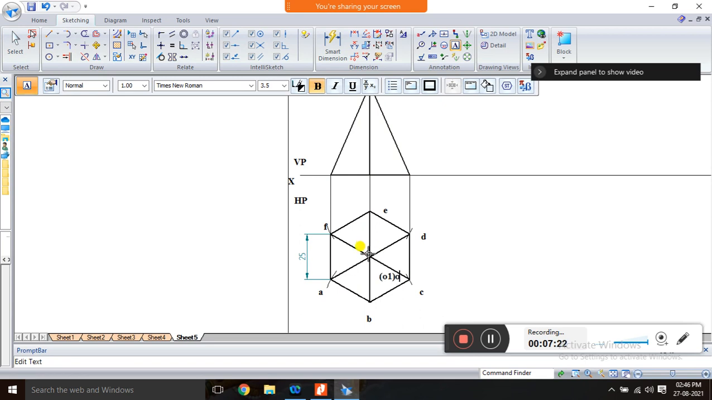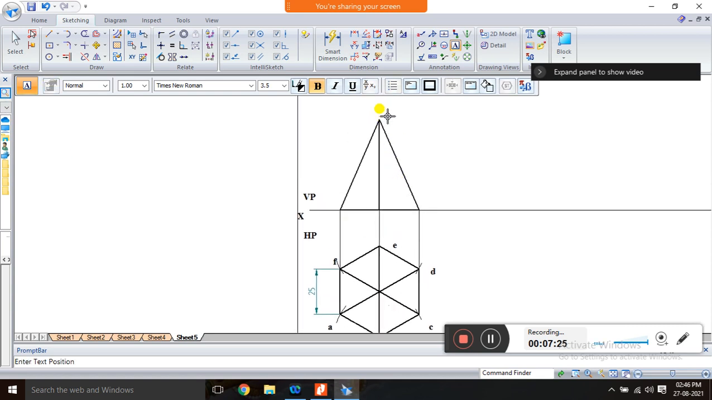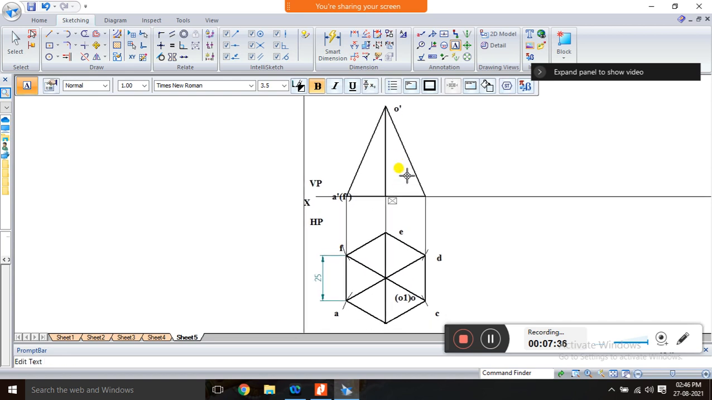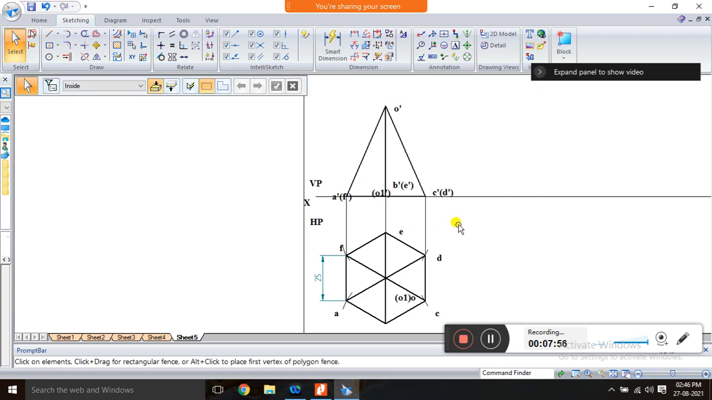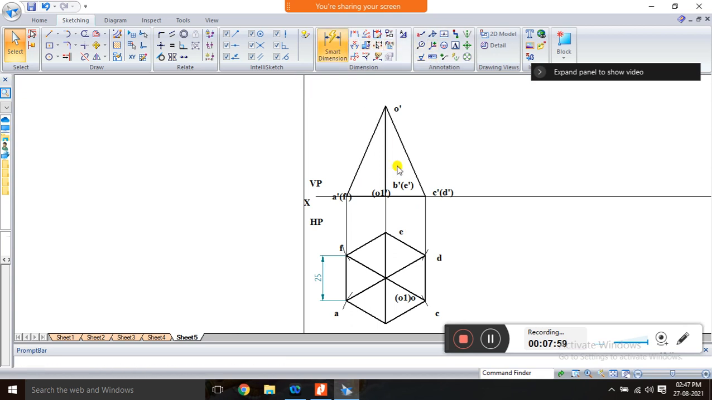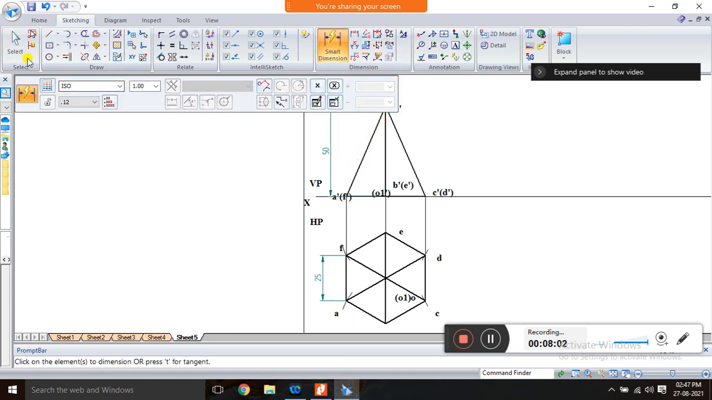So here O is visible, O1 is not visible. Similarly, here O dash is visible, and here A dash is visible, but in the bracket F dash. Similarly, B dash is visible in the bracket E dash, and C dash is visible in the bracket D dash, and here O1 dash is also not visible. So like this you have to mark all the points. So this completes your first position.